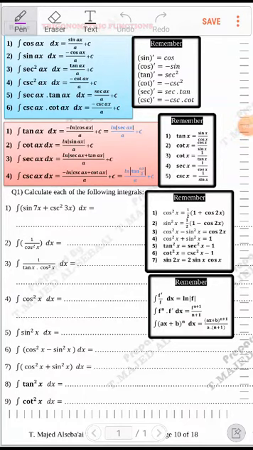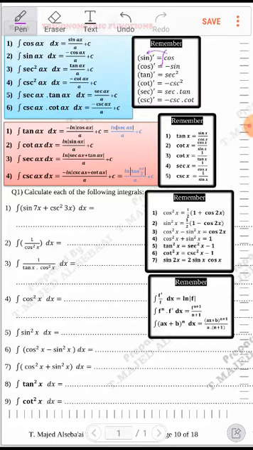Bismillah. In this video, we will study integration of the trigonometric functions. We studied before the rules of differentiation. Differentiation of sine, for example, is cosine. And also we studied that integration is the opposite process of differentiation. If I integrate the answer, integration of cosine, I have to get sine.